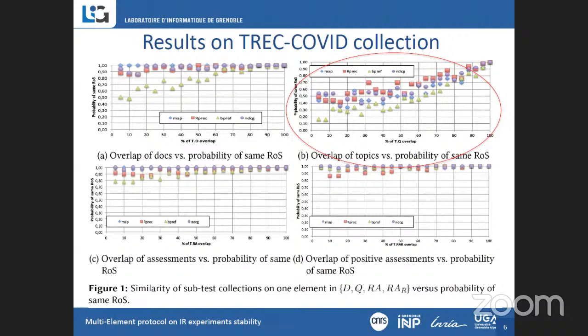So for the topics, we get stability, I mean the same ranking of systems, only when we have a large overlap, which is not the case when we are focusing on documents. For instance, what we see here is that in the sub-collections that we generate, even when we have 5% of overlap, the probability is 1 of having exactly the same ranking of systems according to MAP.